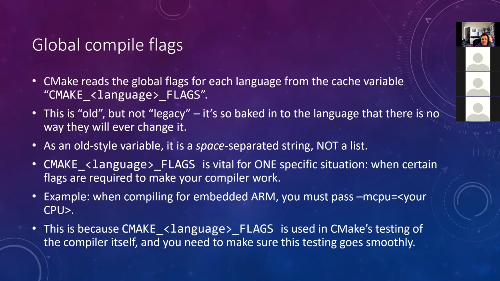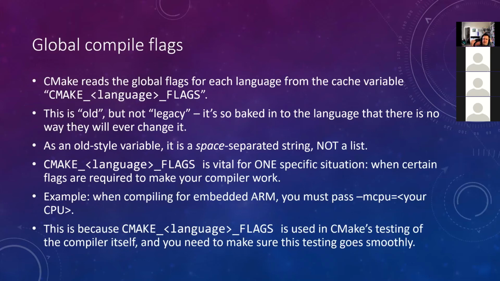It's the only compile flag variable that's used in compile tests, like when CMake tests your compiler itself. So if you have flags that are required to make your compiler work, like for ARM, where you need to pass -mcpu to set what architecture you're generating for, you need to put those flags in CMAKE_<LANG>_FLAGS. Otherwise, it won't pick them up when it's doing the test, and it will say, hey, your compiler doesn't work. So you have to be very careful; this variable is very important for specific things.